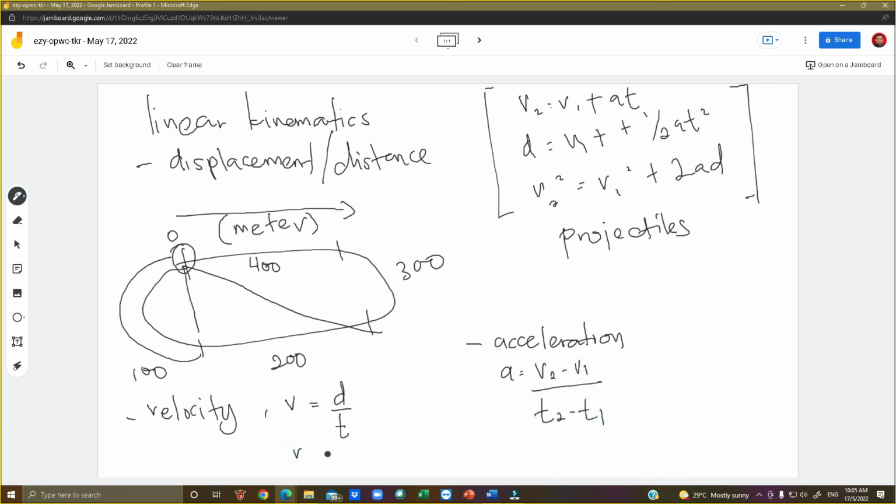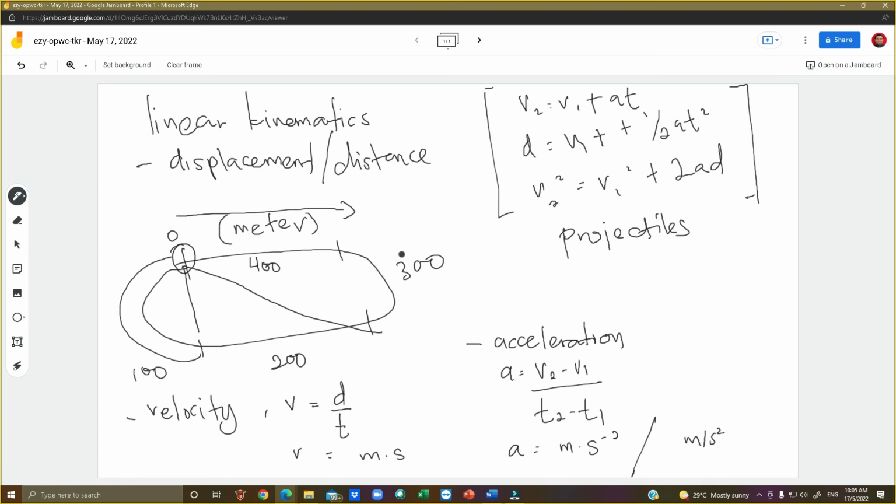V unit dia dalam meter per second. And for acceleration, the unit is in meter per second square. Ataupun kita boleh tulis dia sebagai meter per second square. Ni. Ini benda yang kita dah belajar dekat dalam linear kinematics.